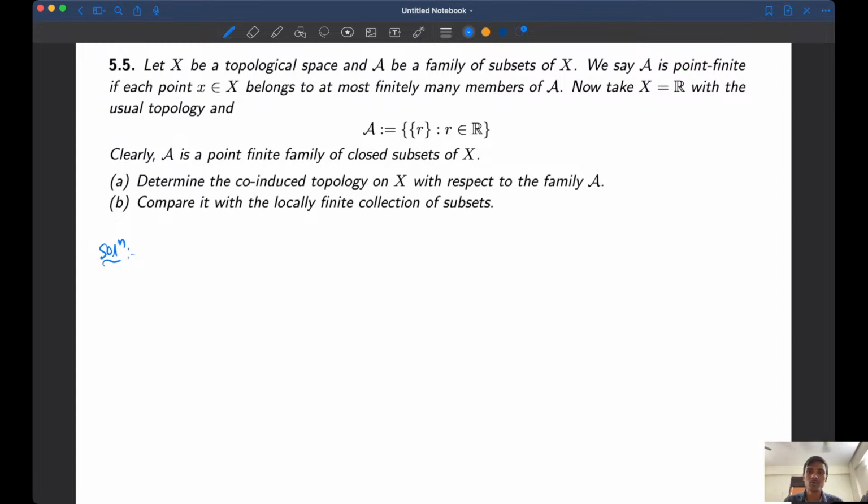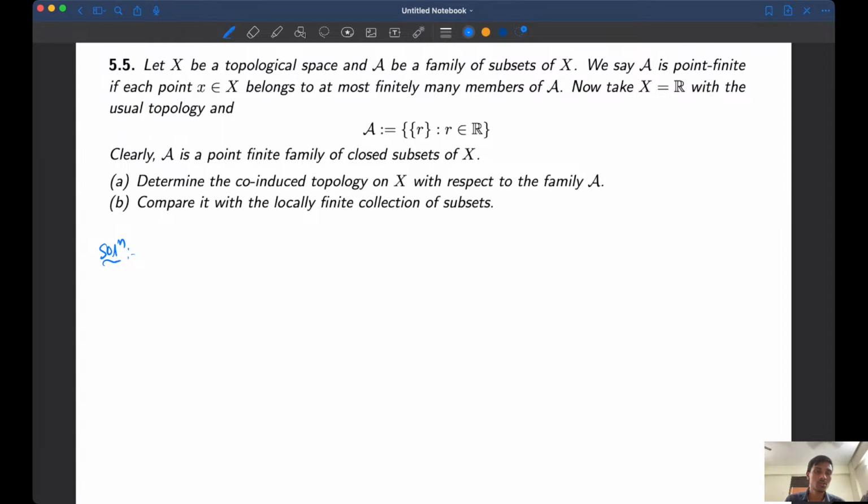Okay, so suppose A is such a point finite collection. In particular, let's take X to be R and the collection to be all singleton points over all of R. Then A is clearly point finite, because each element lies in exactly one set of this collection. And it is also closed, because the complement of a singleton set in R is open, right? So this is a point finite family of closed subsets of the real numbers R.